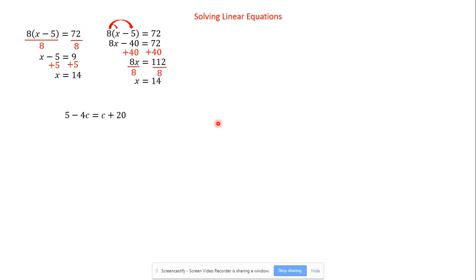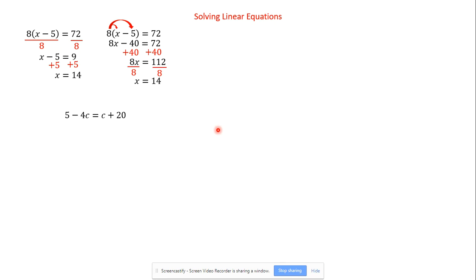We have another one. This one has variables on both sides. Why don't you take a few seconds, try this one, see what you can do. You can pause the video if you need to. All right, did you try it? All right, well, let's look at this.